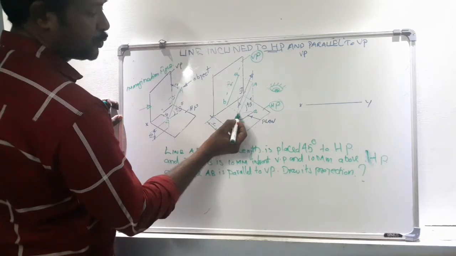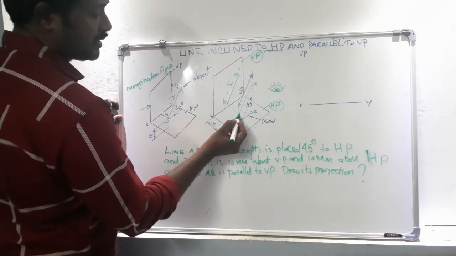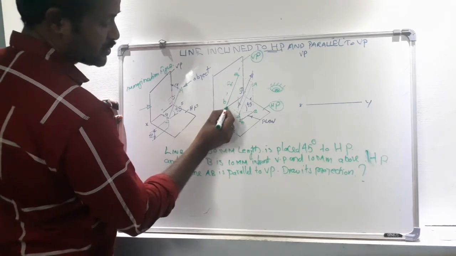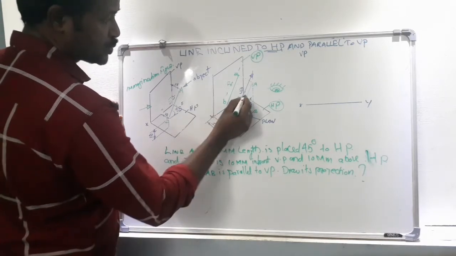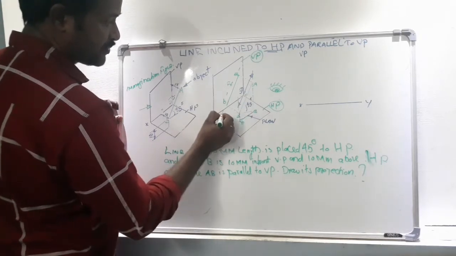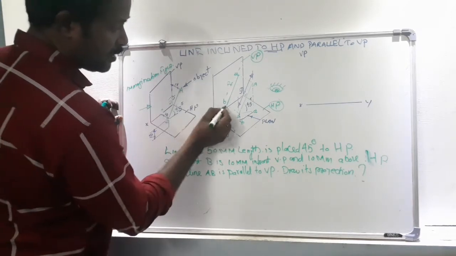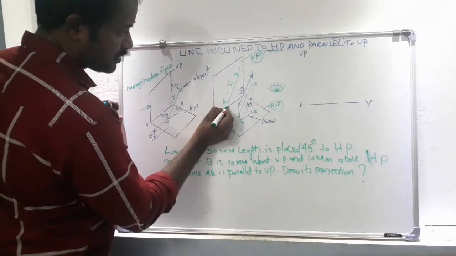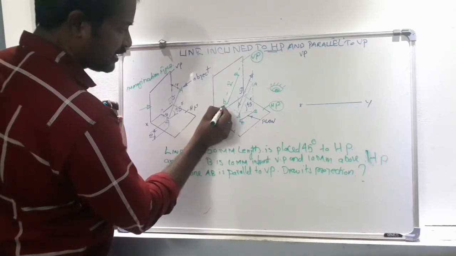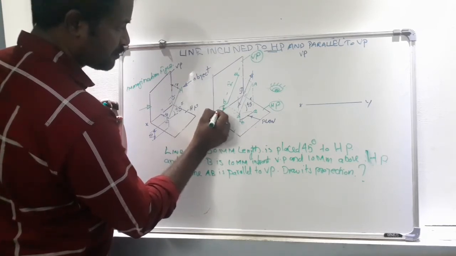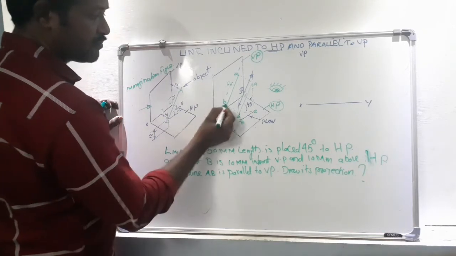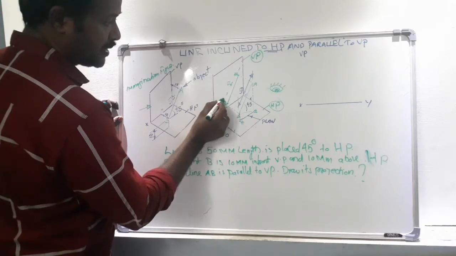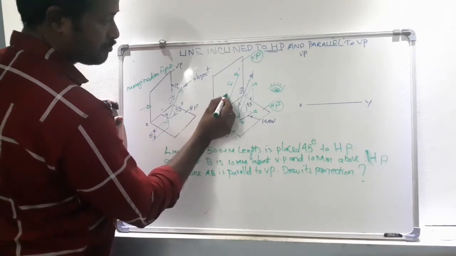When we project B, then B becomes B dash. So we know that this is the XY line, this is the reference line. Keeping 10 mm distance from the reference line, this distance is 10 mm. At 10 mm distance from the reference line, we put a point here. That point's name is B dash.